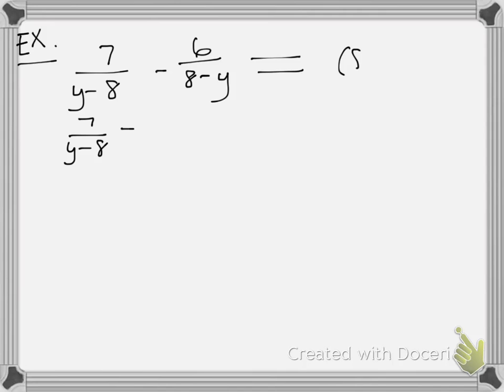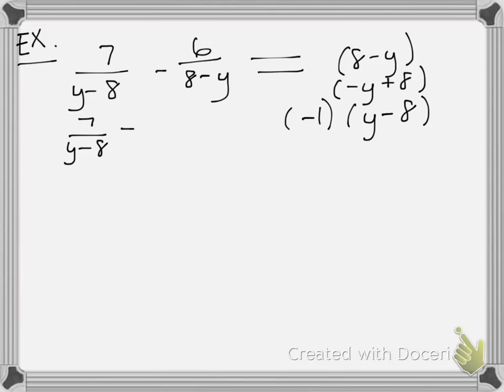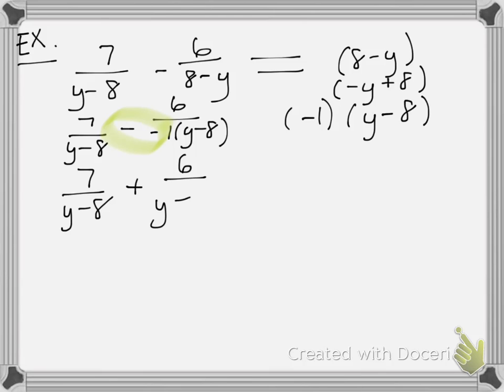This 8 minus y, if you remember, we can switch it around and make it negative y plus 8. And then if we factor out the negative, like Alexis and Maria were trying to say, we take that negative out, we have y minus 8, right? So then what happens on the bottom here, this becomes 6 over negative 1 times y minus 8. Well, what happens to this negative 1? And that negative right there? They cancel out, make it positive. So now my new problem becomes 7 over y minus 8 plus 6 over y minus 8.